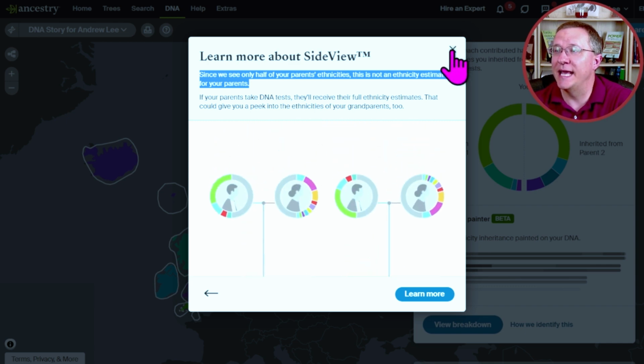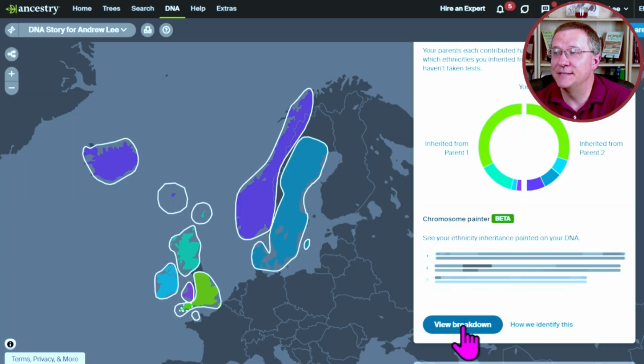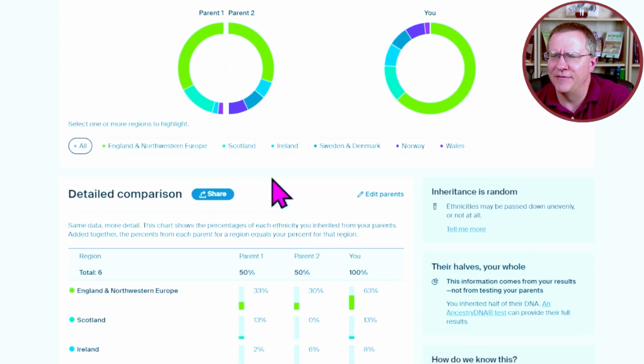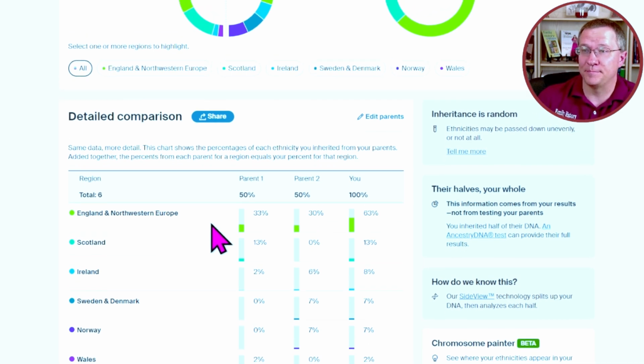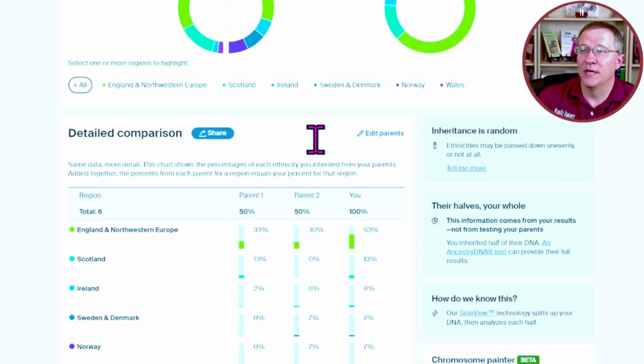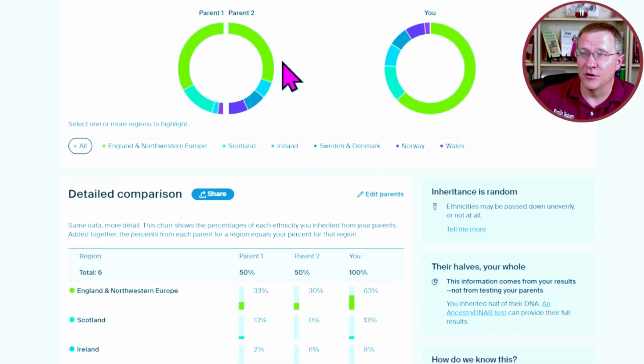So let's go and take a look at me. I have here parent 1 and parent 2, and you can see me, I am mostly from England, and then I think it's Scotland, Ireland, Scandinavia, and then Wales at the bottom. They have this broken down by the table here and graphically up here.